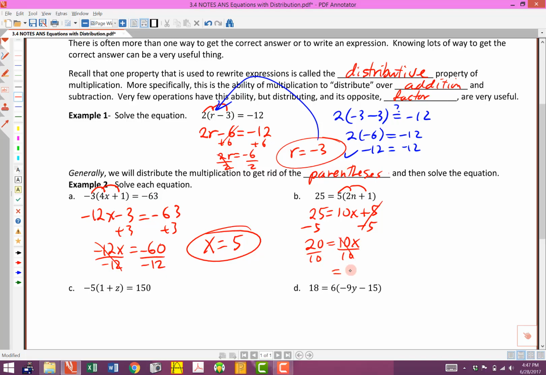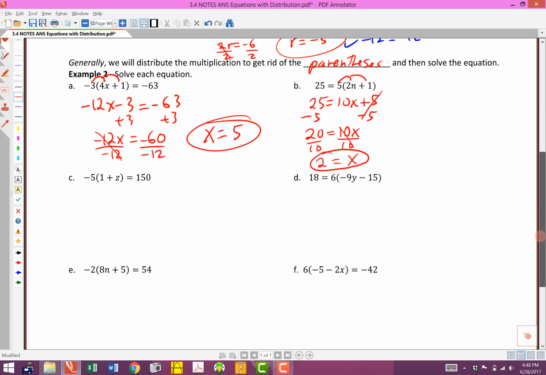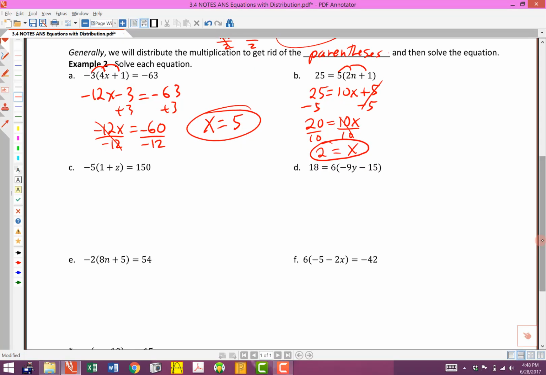So those cancel to be a 1, which is what we want. And 20 divided by 10 cancels to be a 2. So x is equal to 2. And again, on a test or a quiz, you can always plug it back in and make sure that you got the answer right before you leave it. So I'd always encourage you to do that. I'm not going to take time to do that here, but it would be a good idea if you were to do something like that.